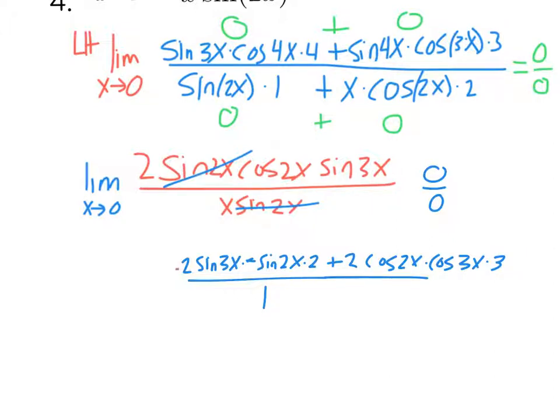2 cosine of 2x times cosine of 3x times 3. When we plug 0 in, this whole first part is going to be 0. That's going to be 1. That's going to be 1. 2 times 1 times 1 times 3. We end up with 6 over 1, which is going to be 6. Ooh, that was kind of a beast of a problem. And by kind of, I mean that was a beast of a problem.